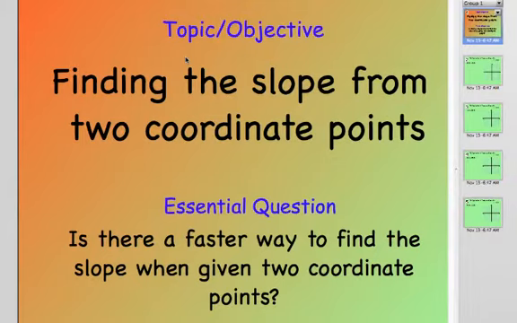Now the essential question is, is there a faster way to find the slope given two coordinate points? You better believe there are. I'm going to give you two. So hold on to your seats because here it comes.